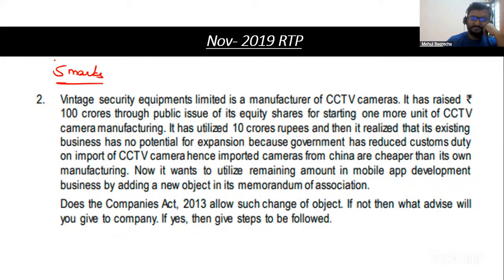Sir, it can change, but only after shareholders approve it. Shareholders' approval, you will get it in the special resolution. Great. Next. Nagaratna. That's it. Others, do you want to add anything? Feel free. Nothing at all, sir.